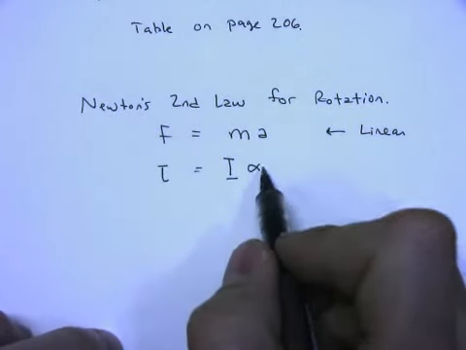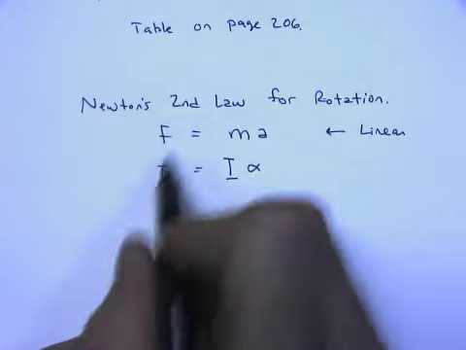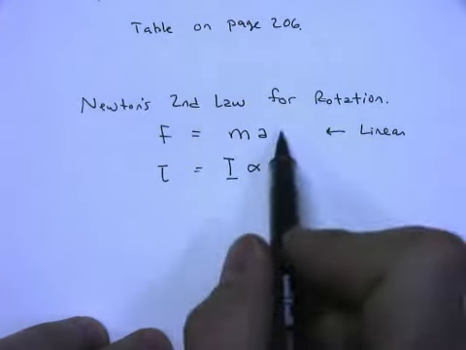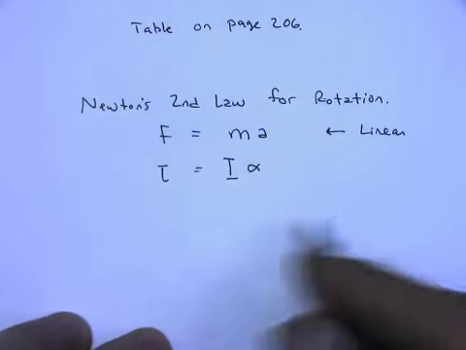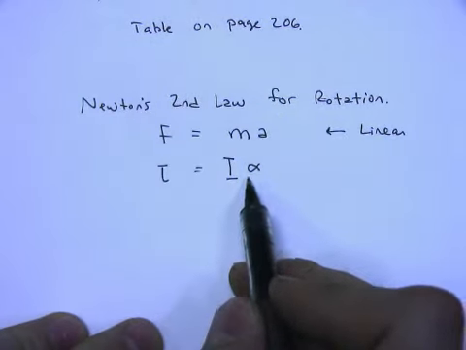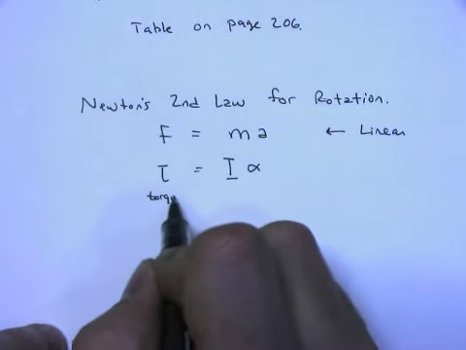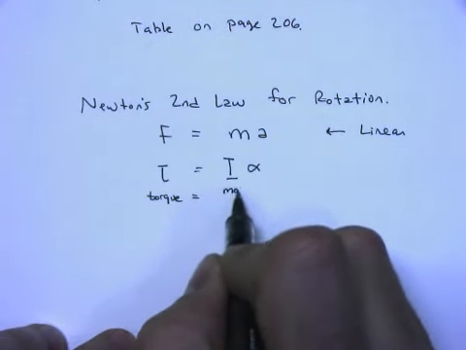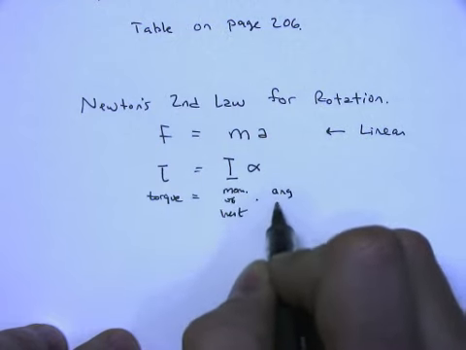So if you want to speed up or slow down something spinning, you have to go through Newton's second law. Just like if you wanted to speed up something or slow it down, you have to apply a force to it. If you want to speed up or slow down something rotating, you have to apply a torque to it. So torque equals moment of inertia times angular acceleration.